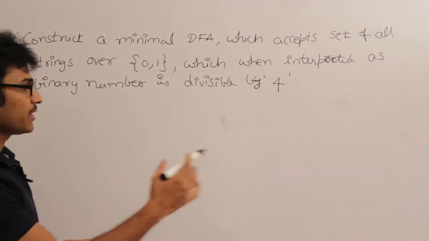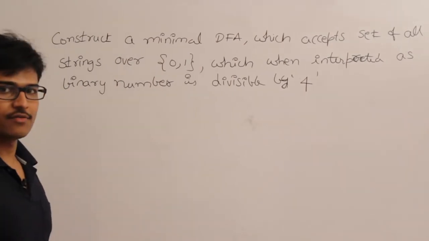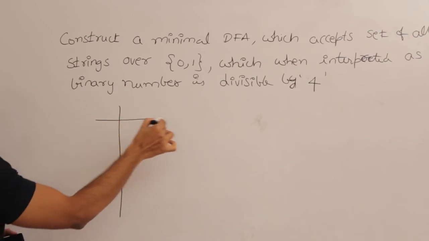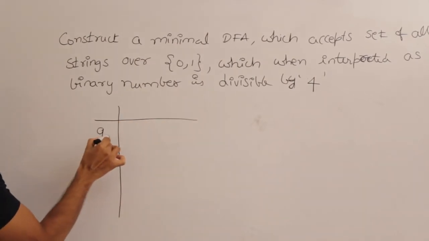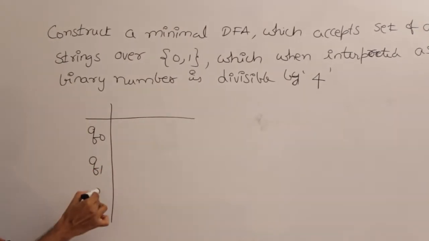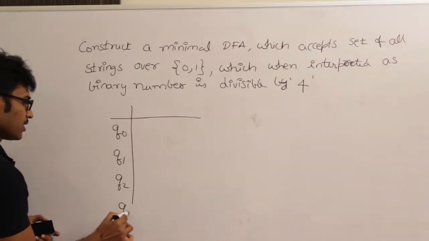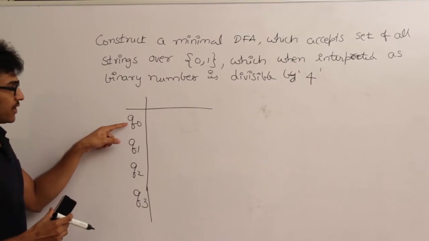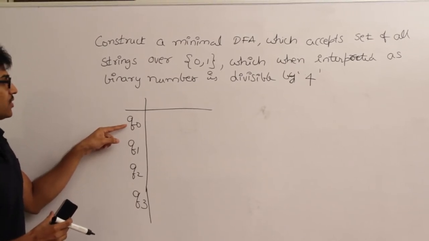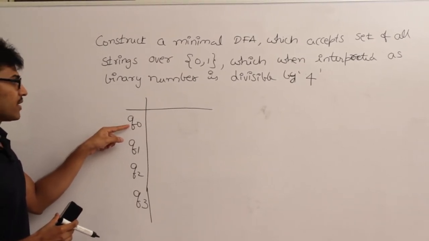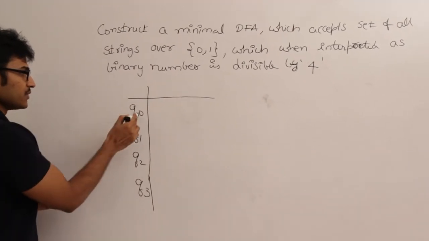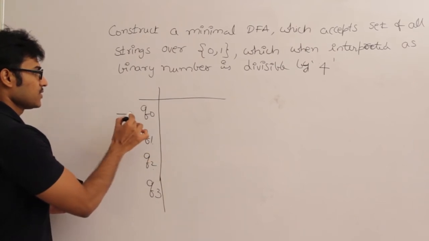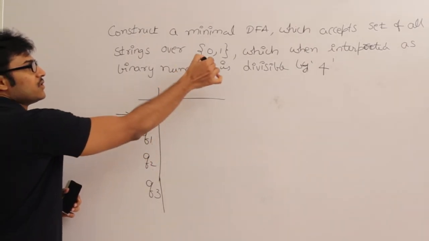I am not going to go in the direct method. We shall use the shortcut which I have discussed. What is the shortcut? First write down all the states. How many states? 4 states: Q0, Q1, Q2, Q3. What does each state represent? Each state represents the set of all strings which, when divided by 4, give a remainder of 0, remainder 1, remainder 2, remainder 3. Okay, this is the start state, and the input is 0, 1.